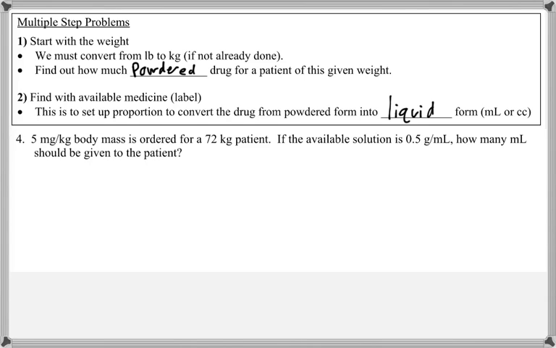So my first step is always to start with the weight. However, it's already in kilograms, so I do not need to divide by 2.2. I can just use the 72 kilograms. And I want to match that up with the rate that also has the kilograms. So this is what I'm going to do first.